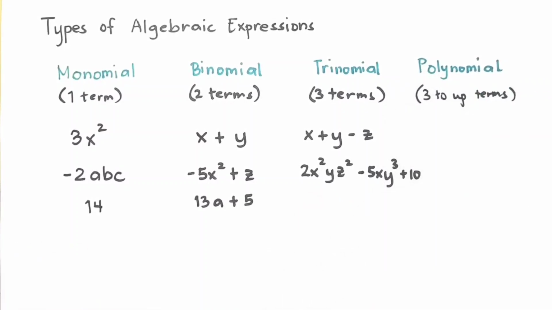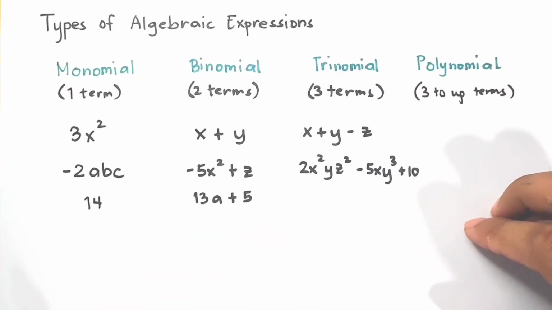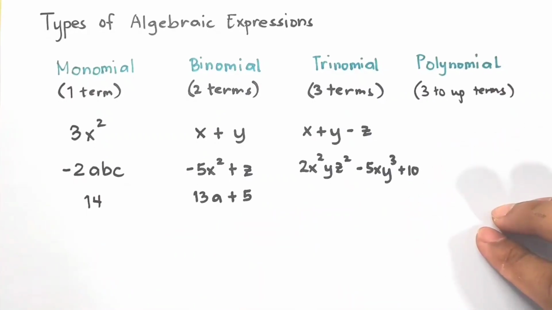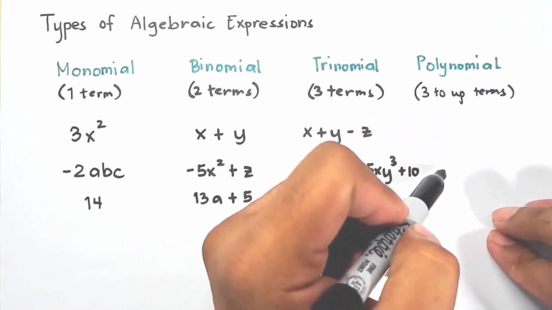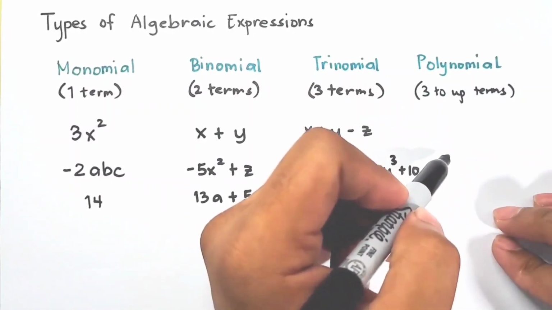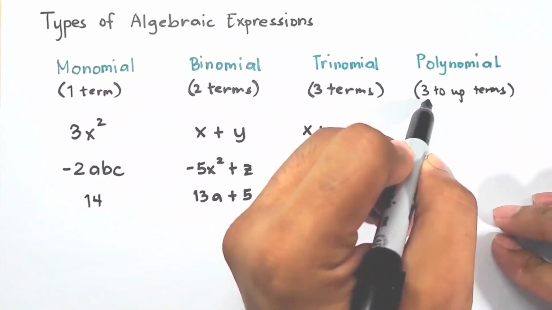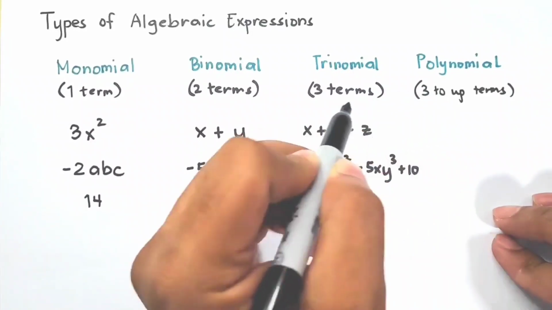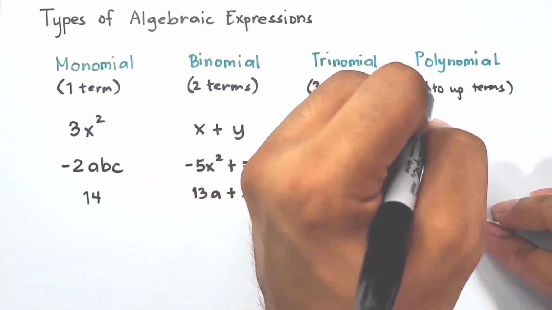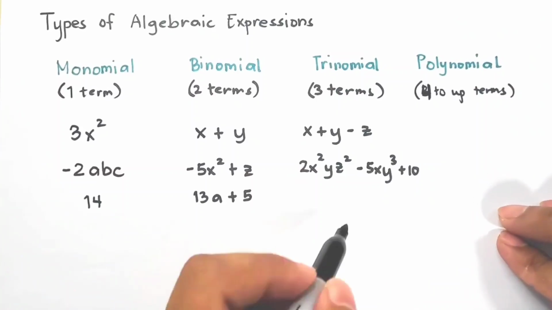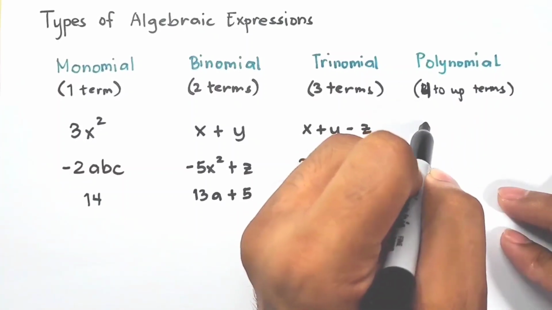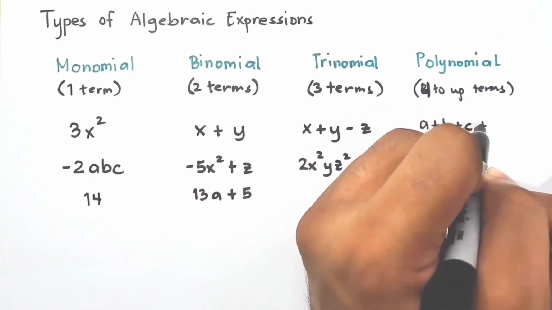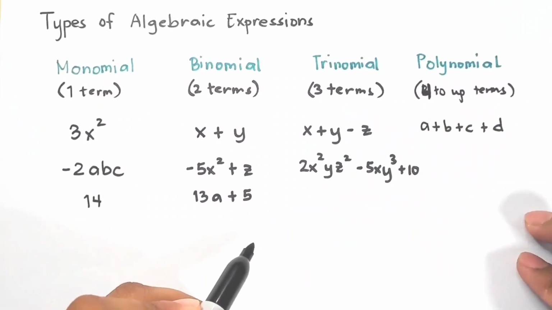So let's move on with the polynomial. This is 3 to up terms or 3 to more terms. So first example natin is that we have, oh guys, I have a correction here. This one is not 3 to up, because if this is 3 to up, meaning trinomials included. So I could say that this one is 4 terms and above. So let's continue. We have a plus b plus c plus d. This is an example of polynomial.